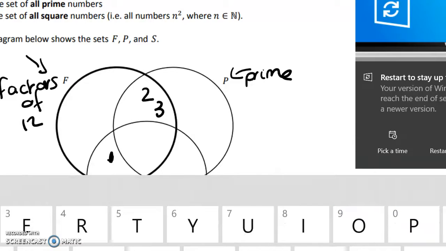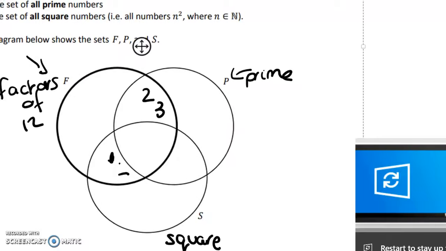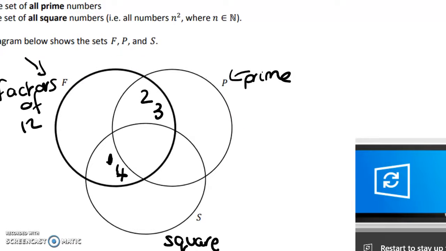4 is a factor of 12. It's not prime and you can square it. So I'm going to put 4 in where it overlaps for the factors of 12 and the square. Then 6, it's a factor of 12. It's not prime, and you're.